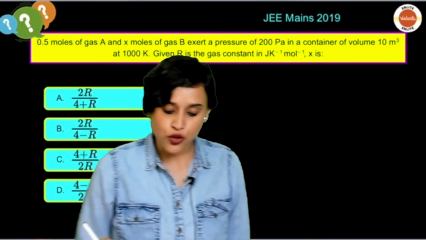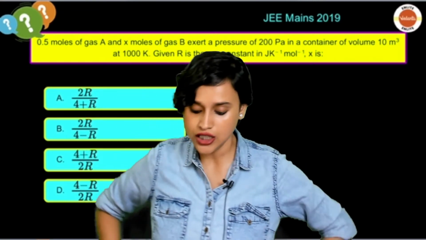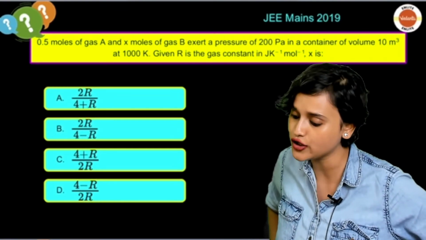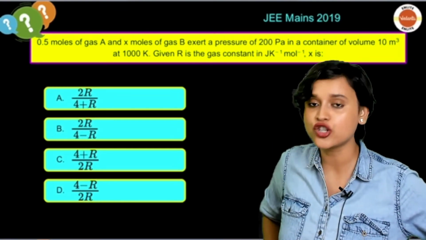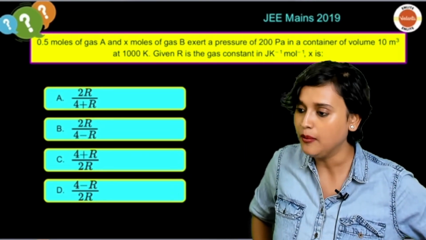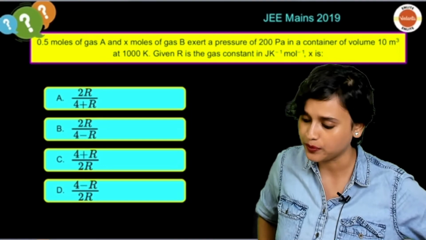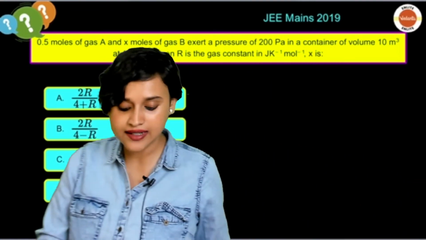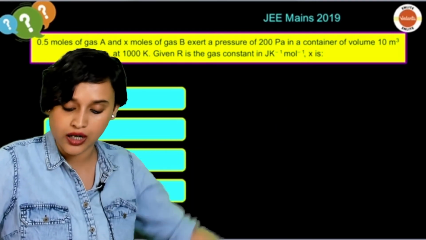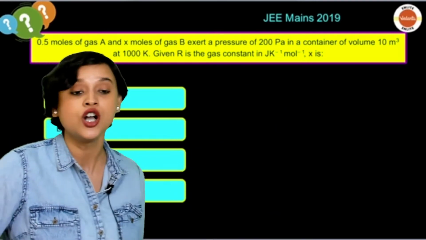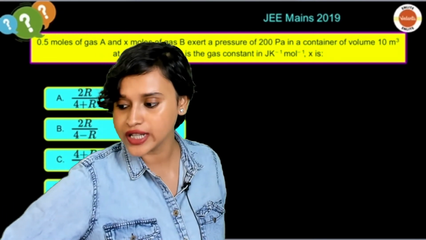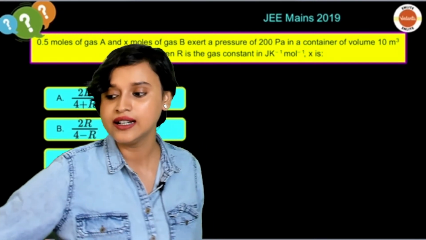All right. So what is given here? You are given that 0.5 moles of gas A and X moles of gas B exert a pressure of 200 Pascal in a container of volume 10 meter cube at 1000 Kelvin. Given R is the gas constant in joules Kelvin to the power minus 1, mole to the power minus 1. What is X, everybody? What do you have to say?